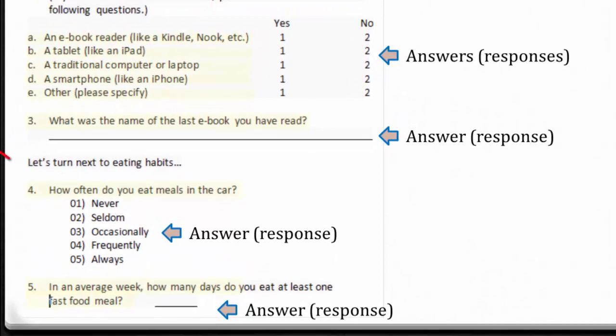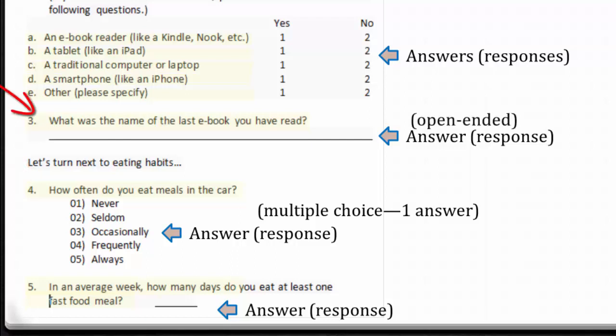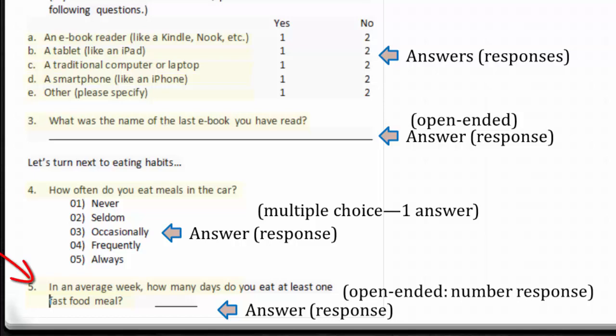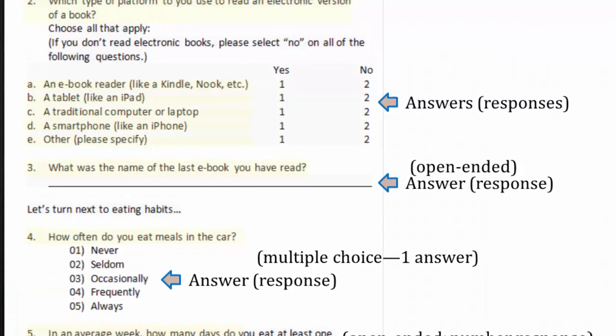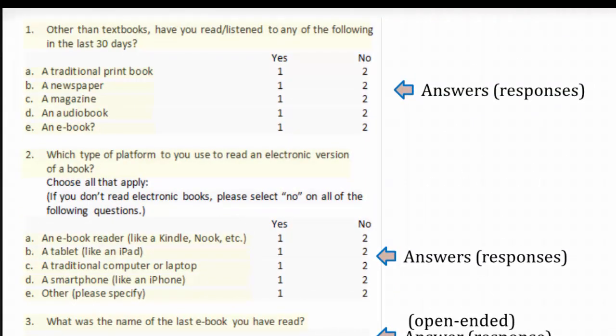Now, question 4 is an example of a multiple choice question where the respondent should only choose one answer from several provided. Question 3 is an example of an open-ended question, and we'll talk about how to handle this type of question a bit later. Question 5 is also an open-ended question, but in this case the response will be a number. And you should now know how to handle the questions that are really multiple questions. In this example, questions 1 and 2.